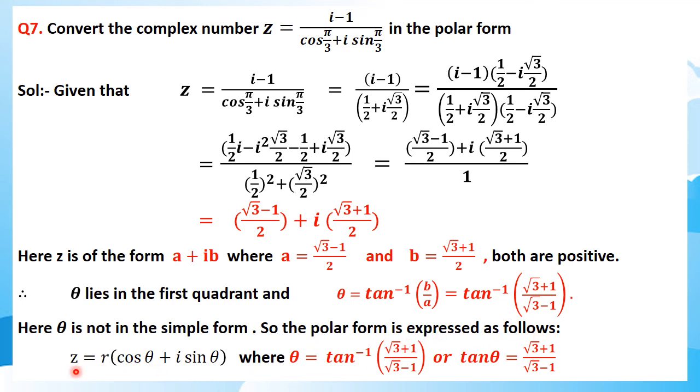z is equal to r into cos theta plus i sin theta, where theta is tan inverse root 3 plus 1 upon root 3 minus 1, or tan theta can be written as root 3 plus 1 upon root 3 minus 1. This way we can express the polar form.